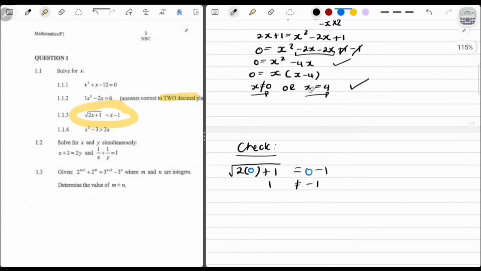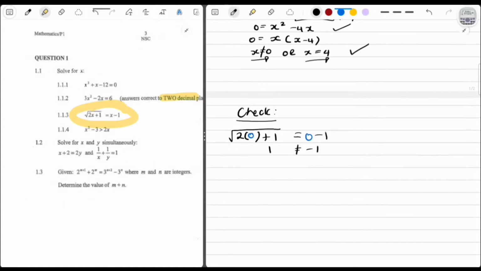Okay, but still check that one. Don't just say, oh, okay, then that means 4 is my answer. Sometimes both of them are not even solutions. Sometimes both of them are, and sometimes one is not and one is.